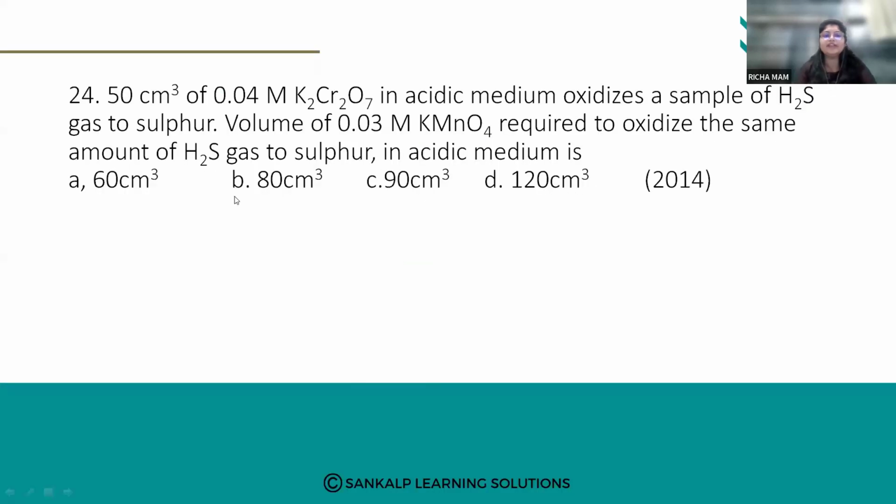50 cm cube of 0.04 molar K2Cr2O7 in acidic medium oxidizes a sample of H2S gas to sulfur. The volume of 0.03 molar KMnO4 required to oxidize the same amount of H2S gas to sulfur in acidic medium is: A, 60 cm cube; B, 80 cm cube; C, 90 cm cube; and D, 120 cm cube.